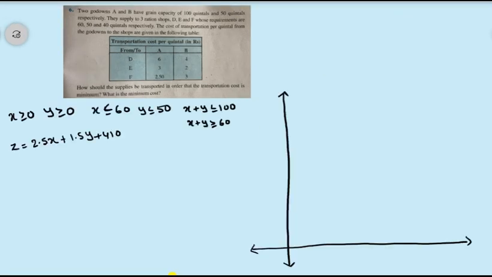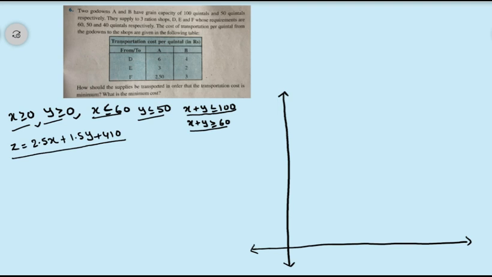So observe here, we got x greater than or equal to 0, y greater than or equal to 0, x less than or equal to 60, y less than or equal to 50, x plus y less than or equal to 100, x plus y greater than or equal to 60, and this is the transportation cost which we have to minimize. So x greater than or equal to 0, y greater than or equal to 0, confined to the first quadrant.